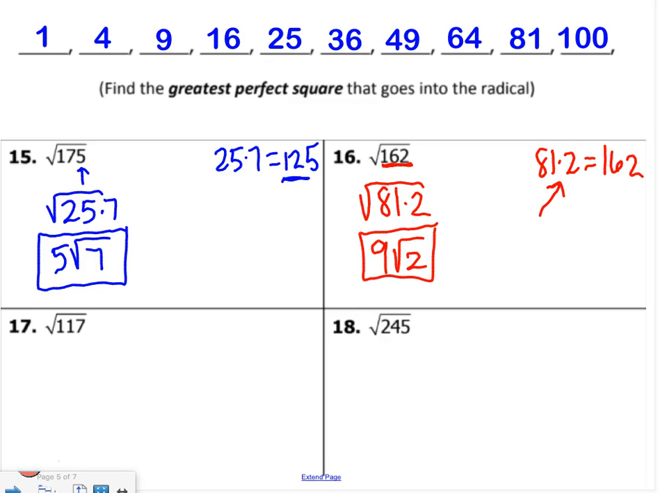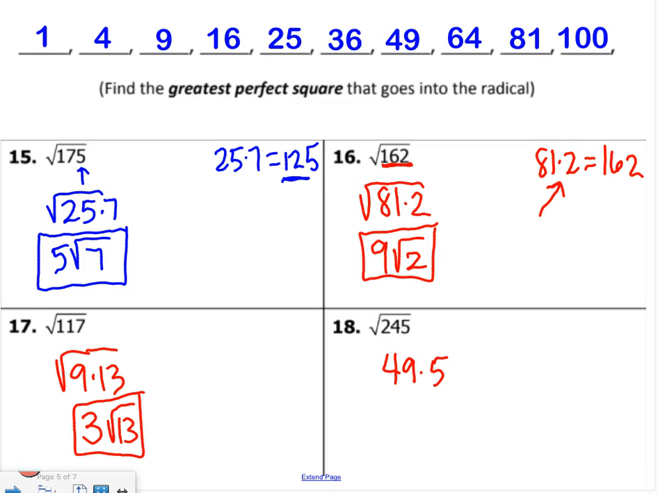Okay. So now I'm thinking, what goes into 117? Well, 9 does. How many times? 13. Square root of 9 is 3. Square root of 13, we don't know, so that is as far as we can go. All right, 245, what goes into that evenly? Well, 49 does. How many times? 5. What is the square root of 49? 7. We don't know the square root of 5, so it stays.